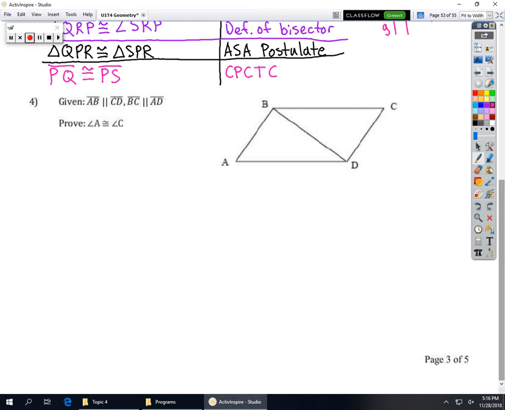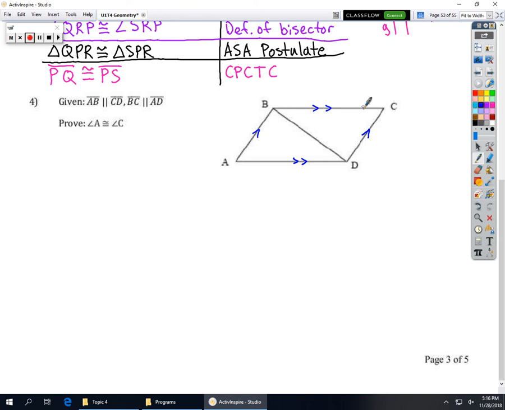Second one. All right, let's mark our givens and then think about what we're supposed to do. So AB is parallel to CD. Nice. AB and CD are parallel. What else is parallel? BC and AD. Cool. Let's put two this time. We need to prove that angle A is congruent to angle C. This one here and that one there.